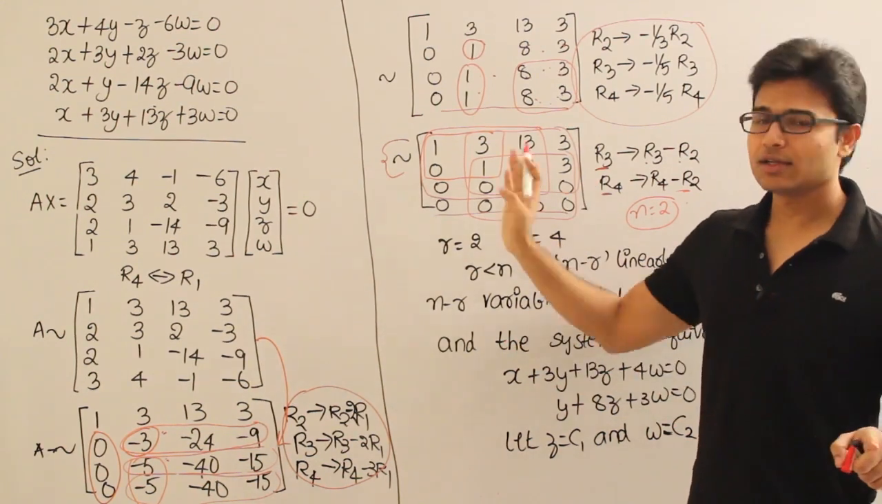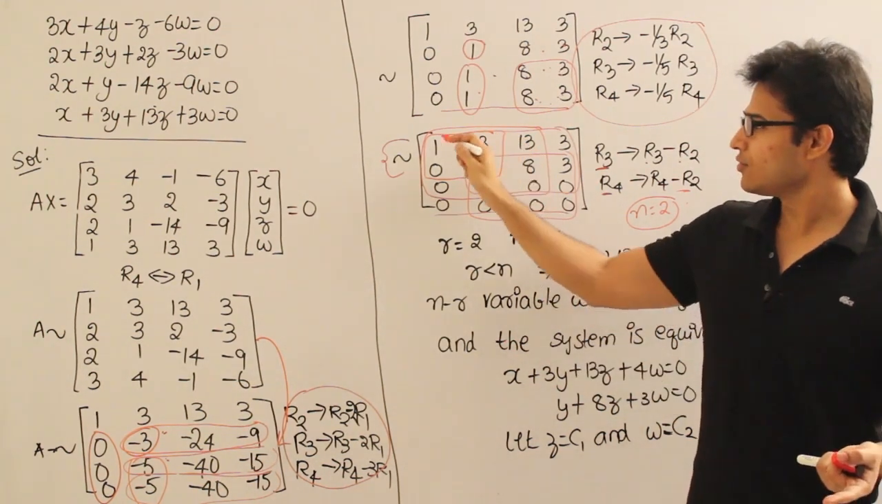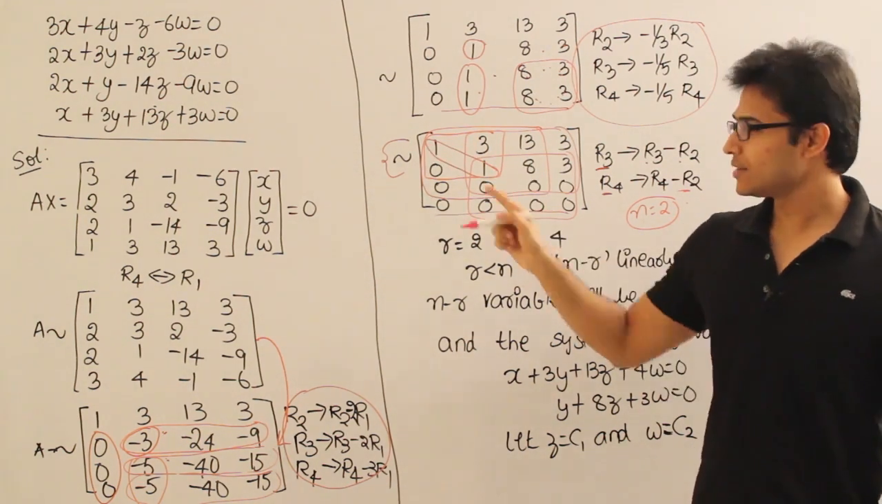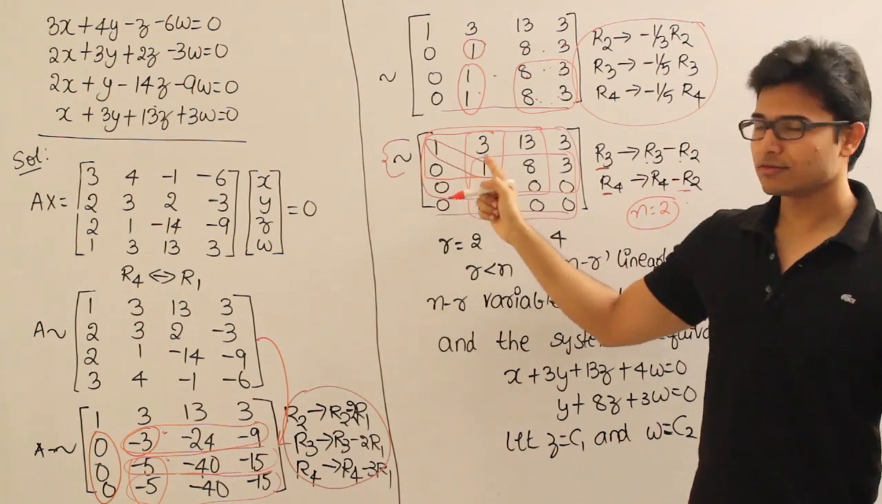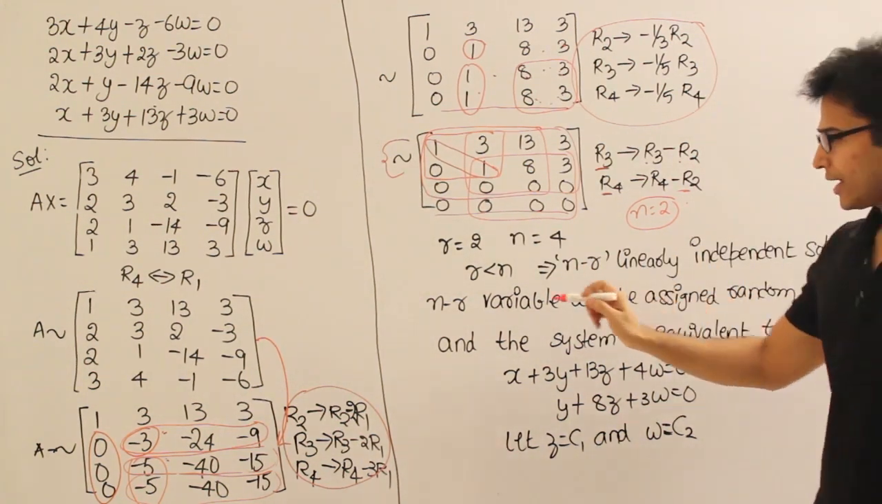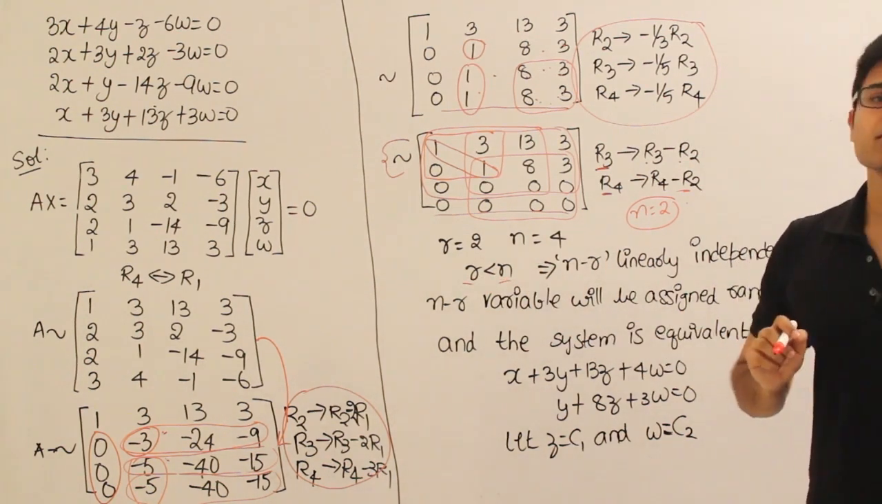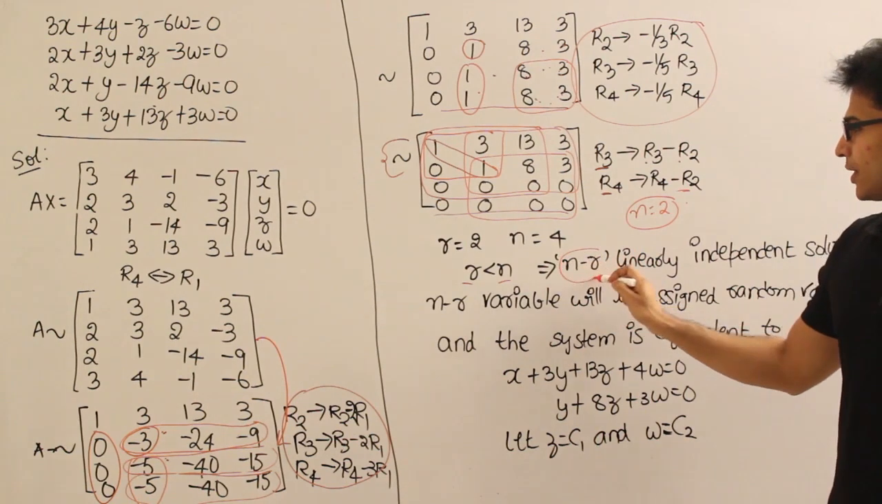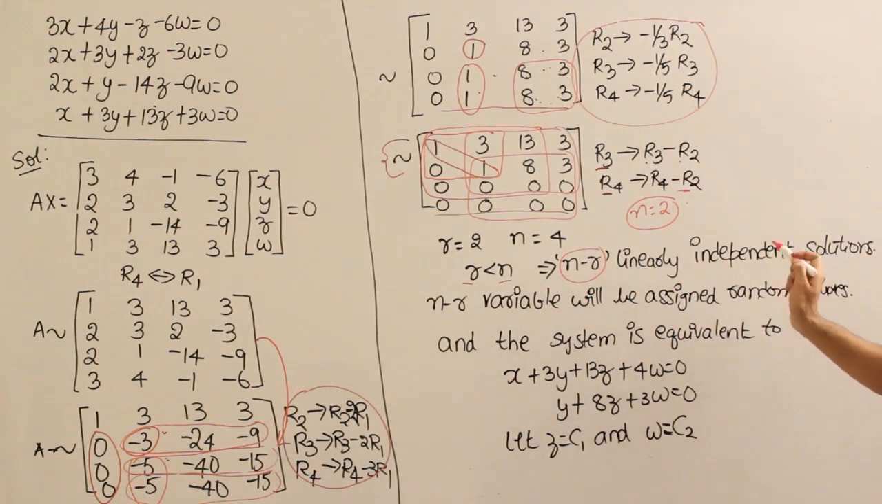So what is the next one? Rank would be 2, because we are able to find it out here. It is a triangular matrix, and the determinant of this 2 by 2 matrix is 1. Therefore rank equals 2. Now what can we say? Rank is obviously less than the number of variables, the number of unknowns. Therefore we have n minus r linearly independent solutions.